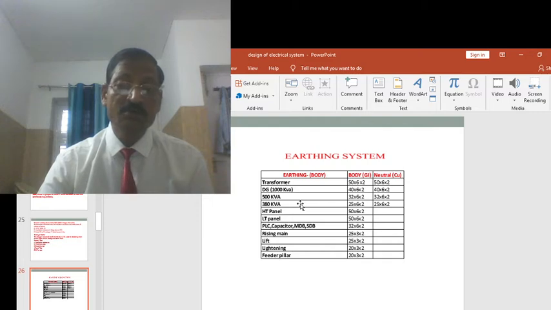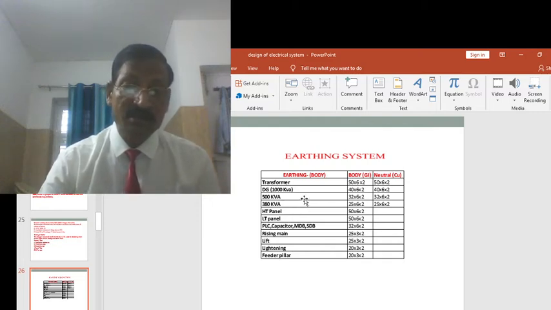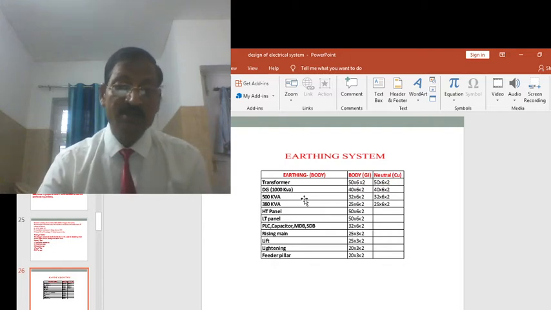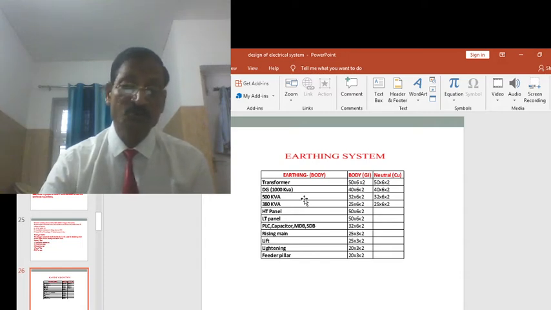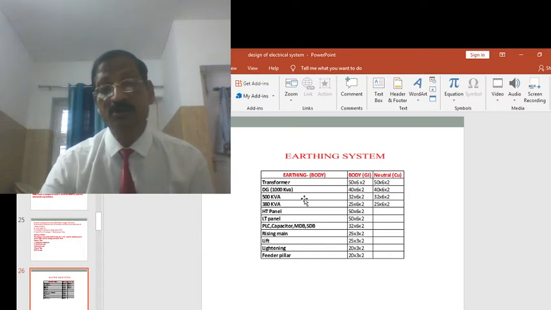For example, for transformer, DG, HT panel, LT panel, capacitor panel, rising main, lift. For every electrical equipment, whether it's a small DB or a transformer, HT panel, we have to provide the earthing, so that whenever there is a fault, the fault current can go to the earth.